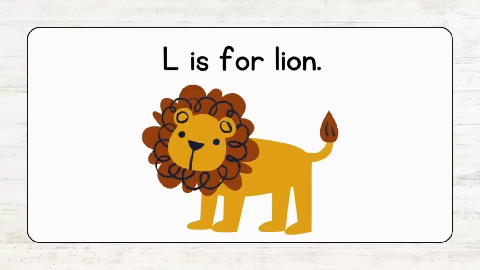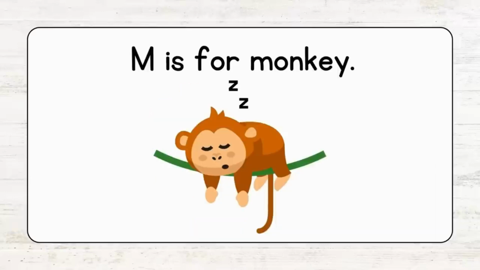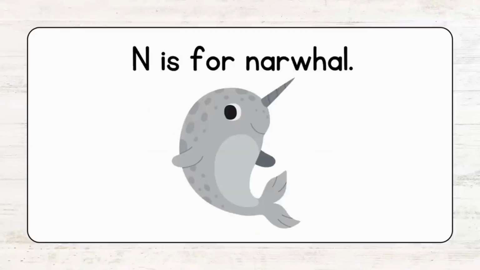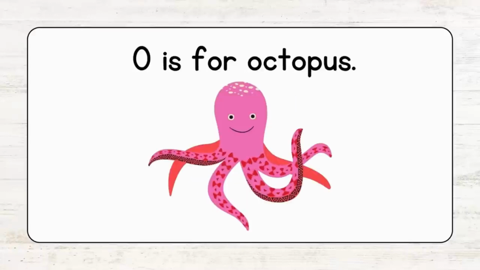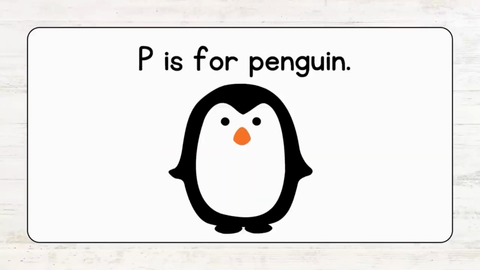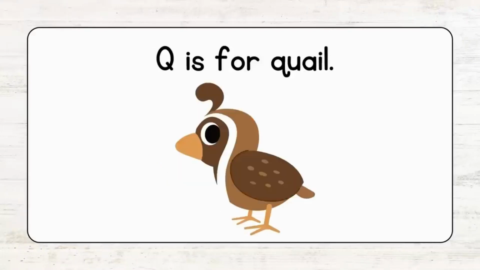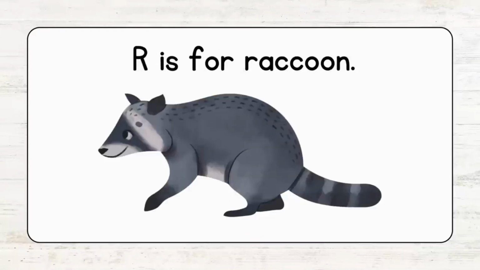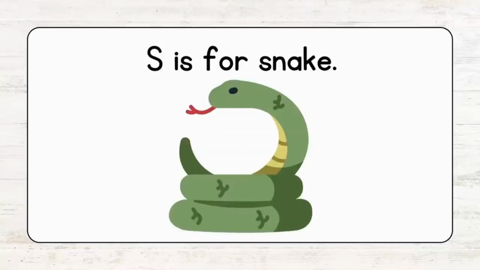L is for lion. L, can you say L? M is for monkey. M, can you say M? N is for narwhal. N, can you say N? O is for octopus. O, can you say O? P is for penguin. P, can you say P? Q is for quail. Q, can you say Q? R is for raccoon. R, can you say R?